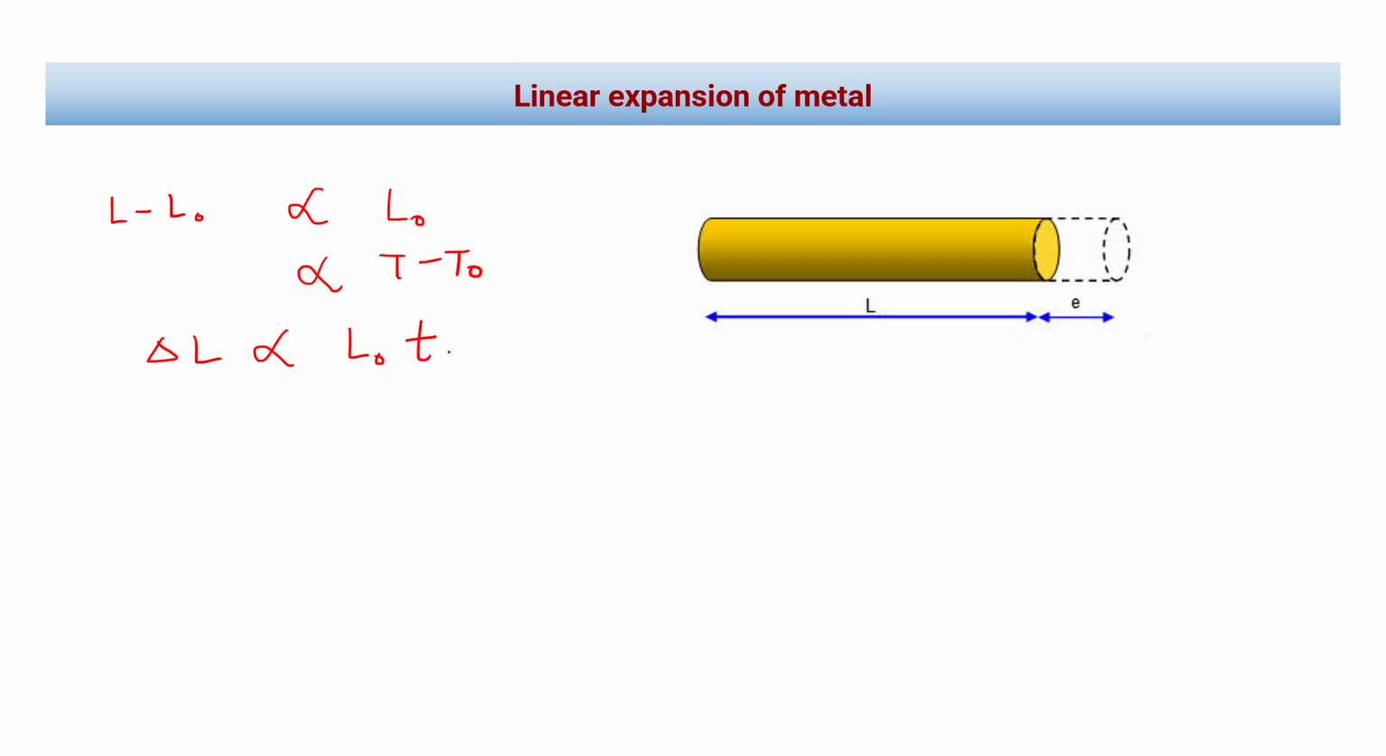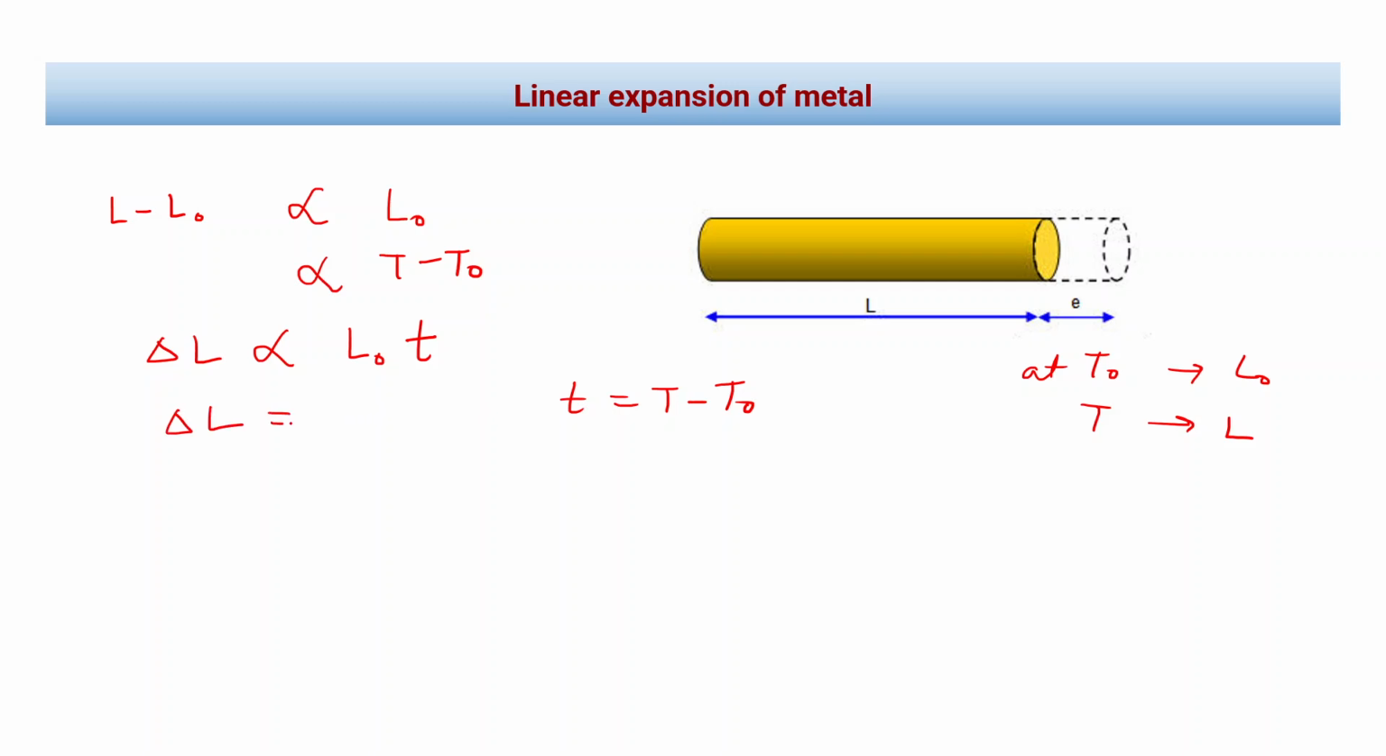So at some T naught temperature, the length was L naught, and at T temperature the length becomes L. So the change in length is proportional to the change in temperature, where T here is T minus T naught. We can write it as delta T or small t, that's fine. So this is the relation, and if I replace the proportionality sign, then I'll need to put some constant.